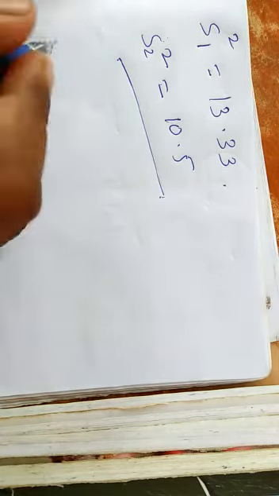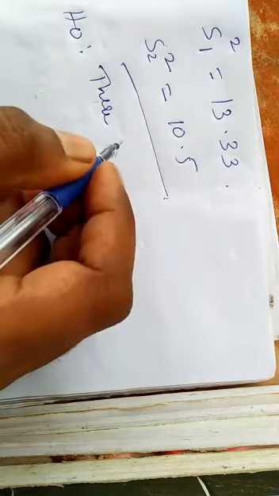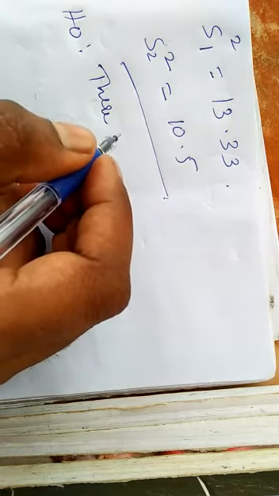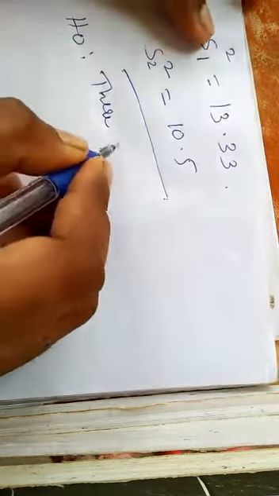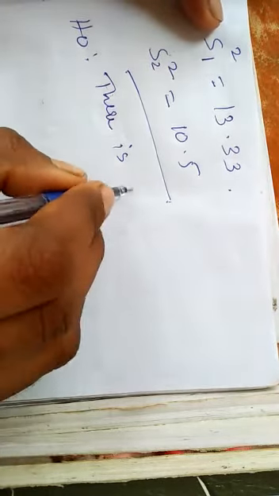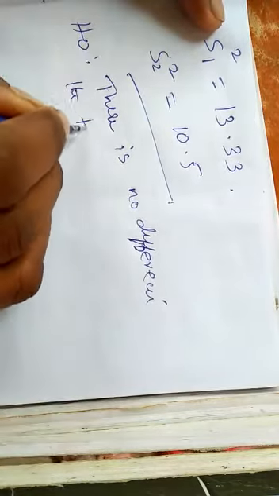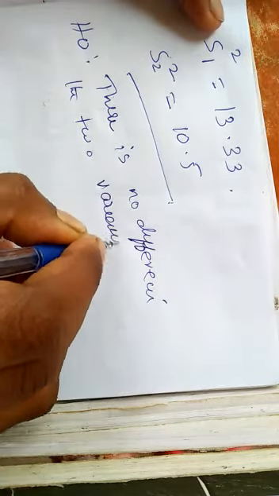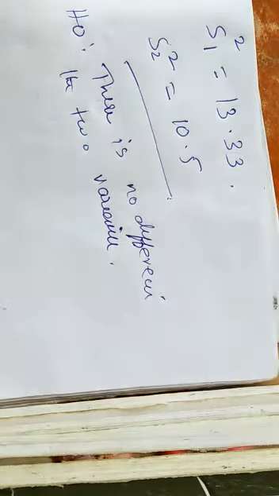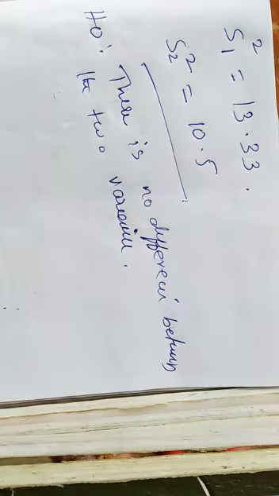Next you can use the F test. Our null hypothesis H naught is that there is no difference. We need to find the stability of the two samples. We assume that there is no difference between the two variances. That is the null hypothesis.